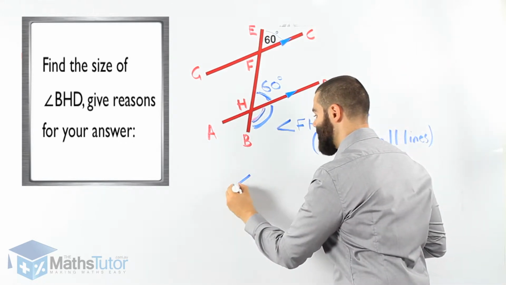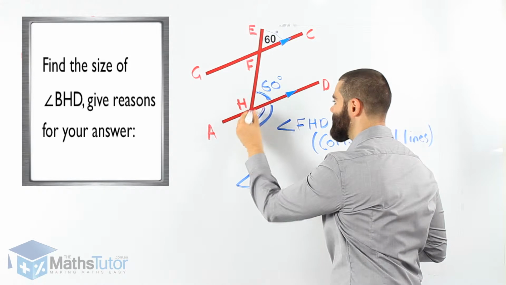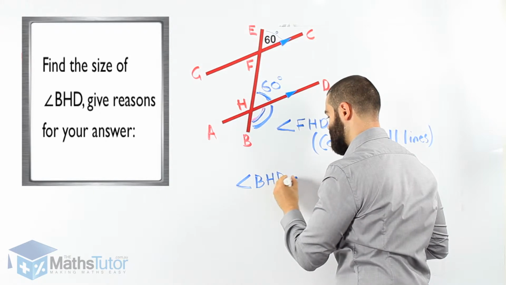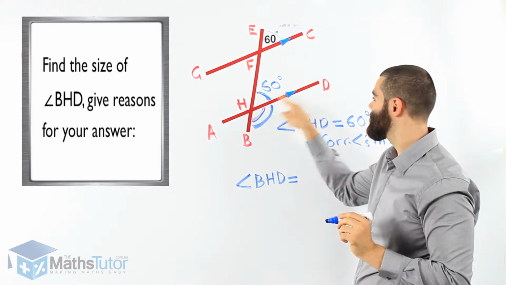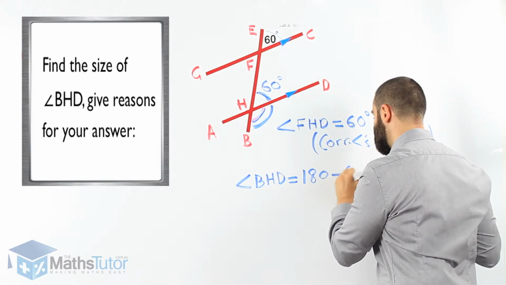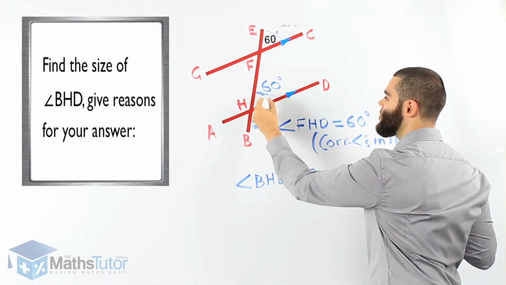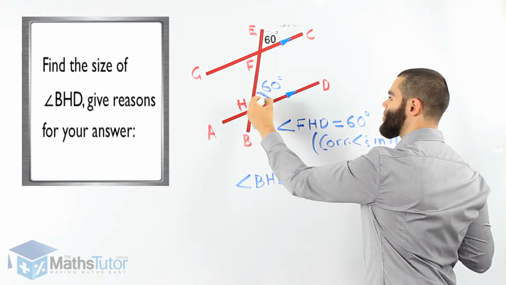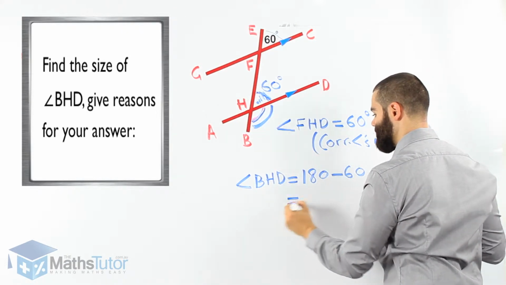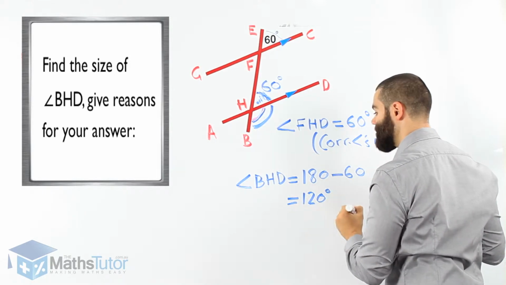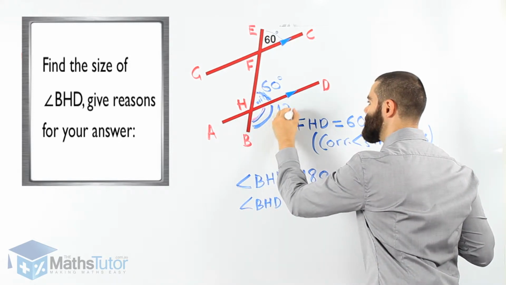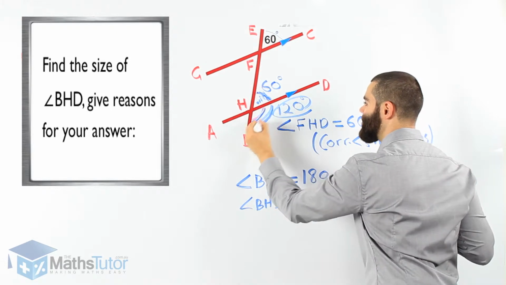So therefore, angle BHD. Are you watching carefully? Angle BHD, the one we're looking for, is 180 degrees, take away the 60 degrees. This is totally 180 all in total. Take away the 60 here. We're going to be left with 120 degrees. So angle BHD is 120 degrees. That's the angle there.